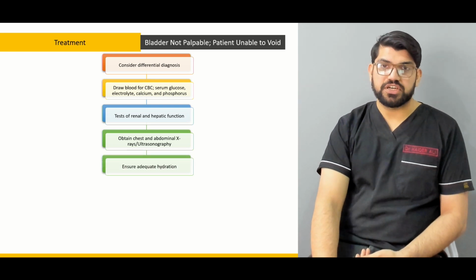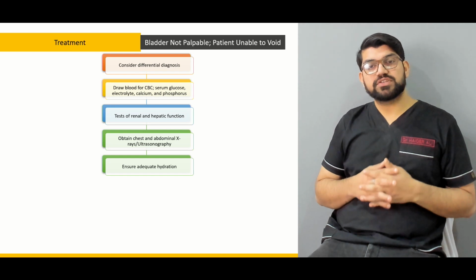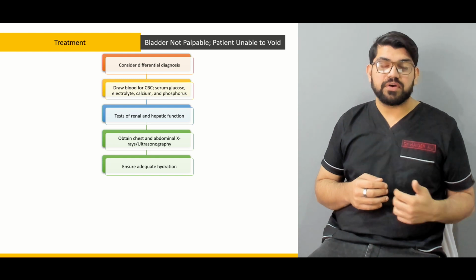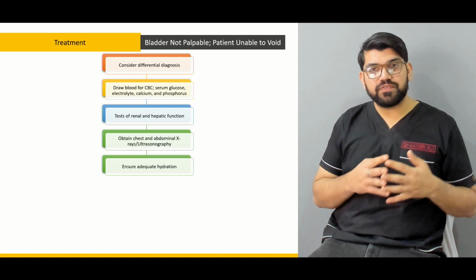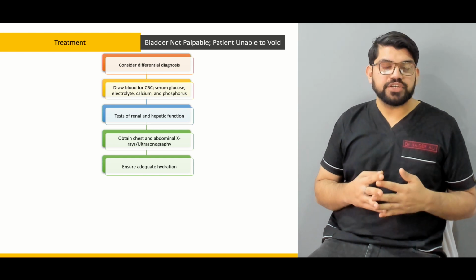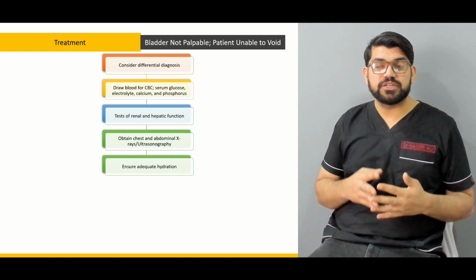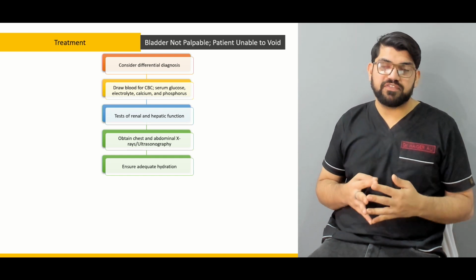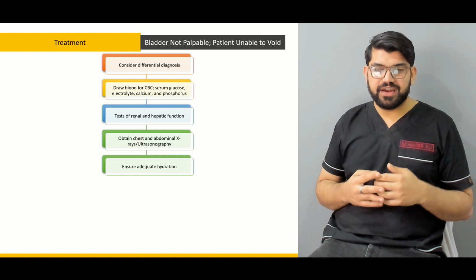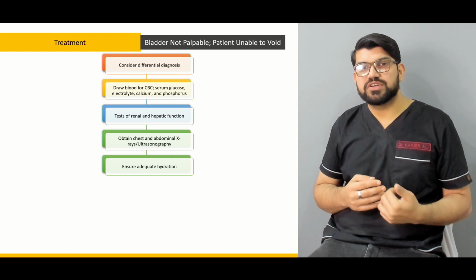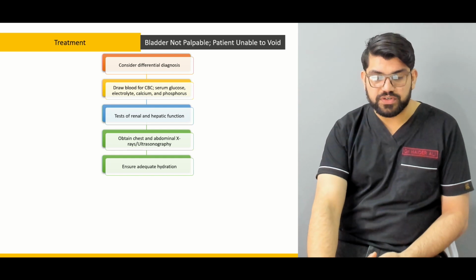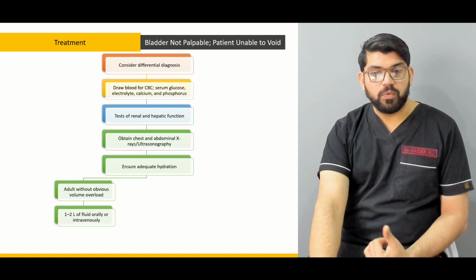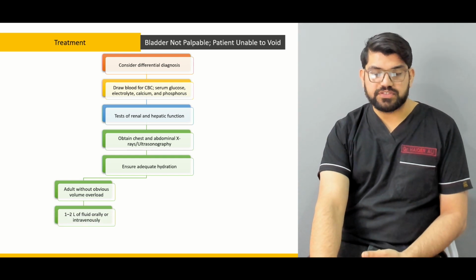Ensure adequate hydration. At times, bladder is not palpable, patient is not able to void because of decreased urine. And why is there decreased urine? Because of dehydration. So this patient needs fluids, and fluids. If this patient gets 1 to 2 liters of fluids orally or IV, the patient could pass urine, and likely cause of decreased urine is fluid loss or dehydration. Adult without obvious volume overload, 1 to 2 liters of fluid orally or intravenously.